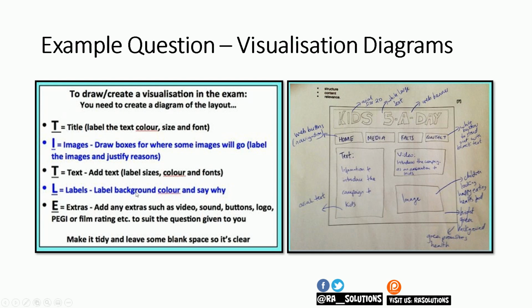So here's an example visualization diagram for kids 5 a day. It's a website, and obviously they've given a rationale behind each bit as well, why they have chosen the text, the video, images, and so on and so forth.